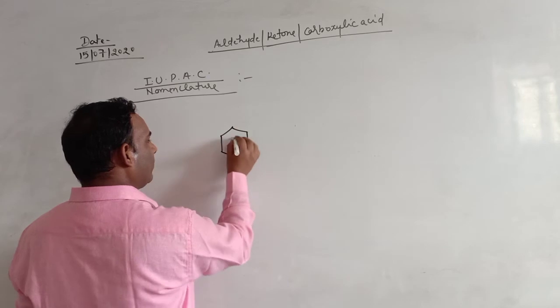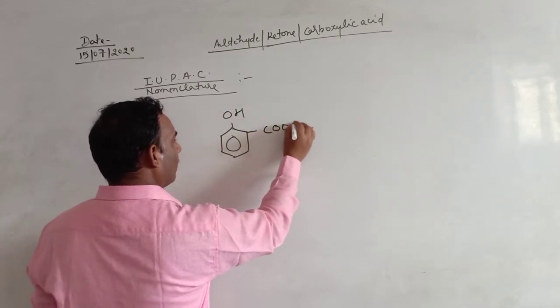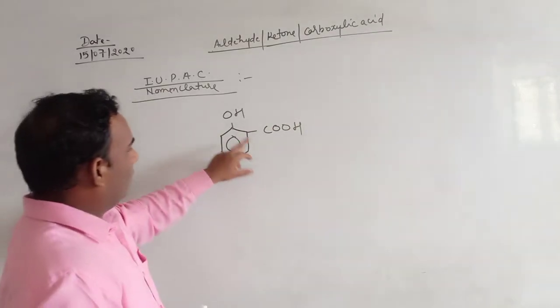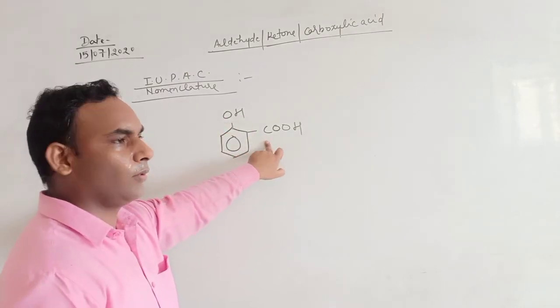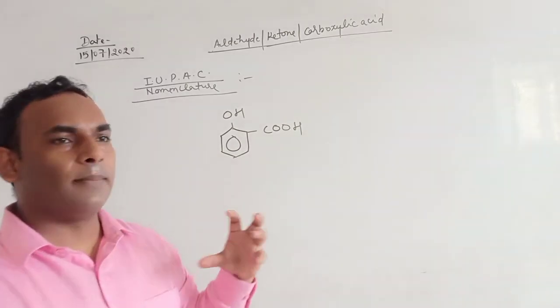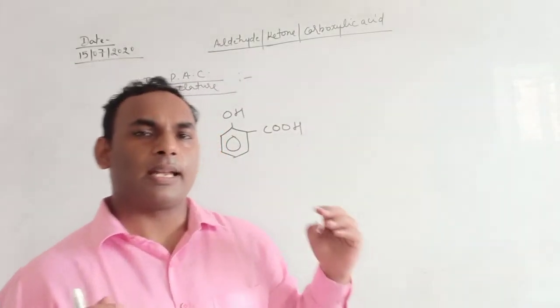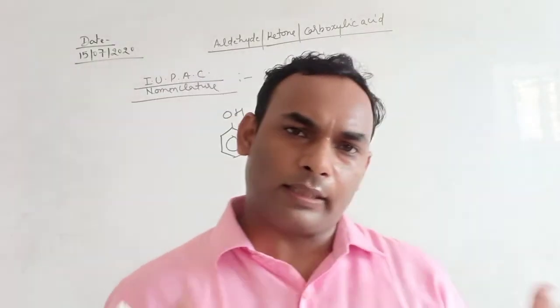In aromatic chemistry, suppose there are two functional groups, hydroxy group and carboxyl group. This compound is a very important organic compound, and its commercial name is salicylic acid. But what is its IUPAC name?